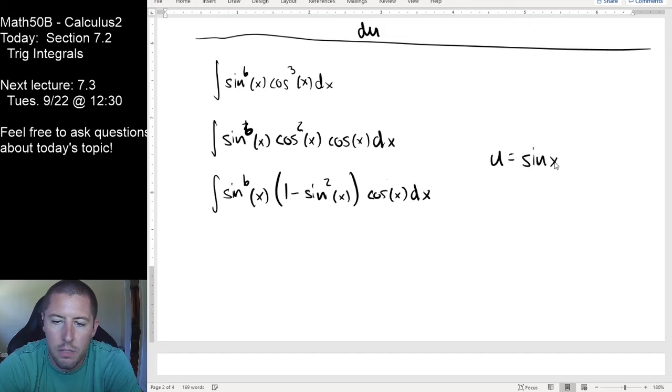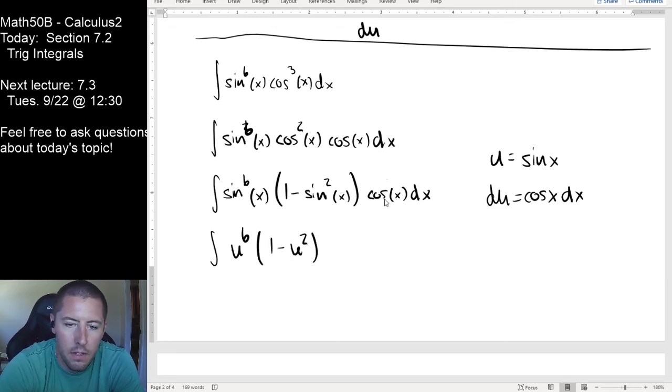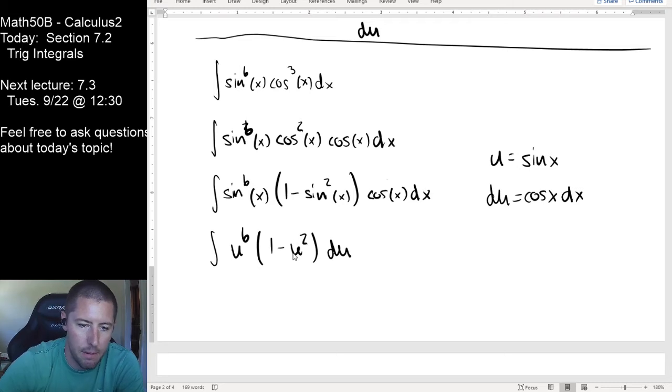Now if I let u just be sine of x, then du can be cos x dx. And I've got all these parts in here. It looks like this is really just now u to the sixth, 1 minus u squared, and this stuff, cos x dx, that's just du. So I didn't know what the heck to do with this at first. I certainly don't have an antiderivative for the original. But when we did a little bit of manipulation to set ourselves up for a u sub, this actually turns into a very easy polynomial integral right now.